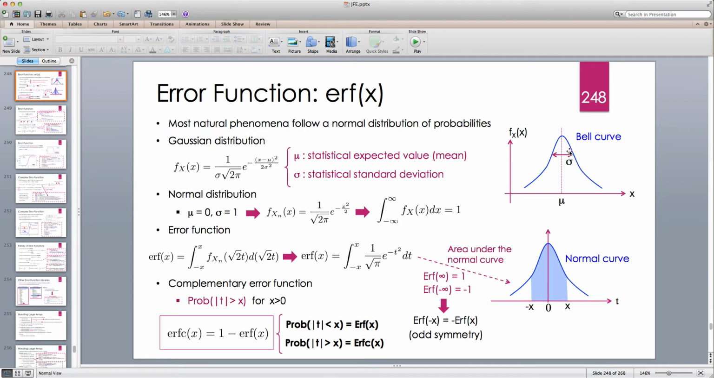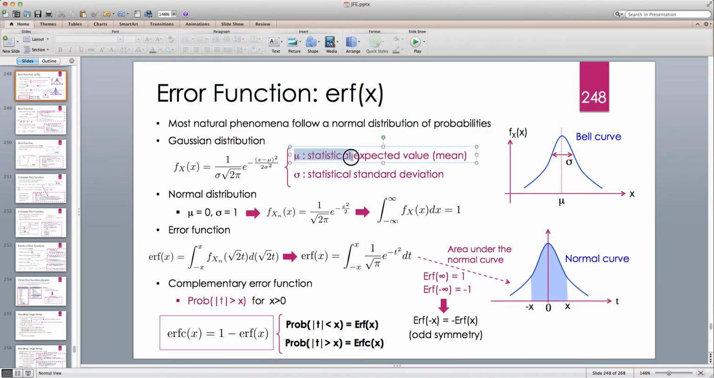So this bell curve gives us the famous Bell distribution or the Gaussian distribution. So this bell curve is formally known as the Gaussian distribution. So this is a probability distribution. It has a mean value, this mu, and a standard deviation from the mean value, which is called sigma. So 1 over sigma square root of 2 pi e to the minus x minus mu squared over 2 sigma squared.